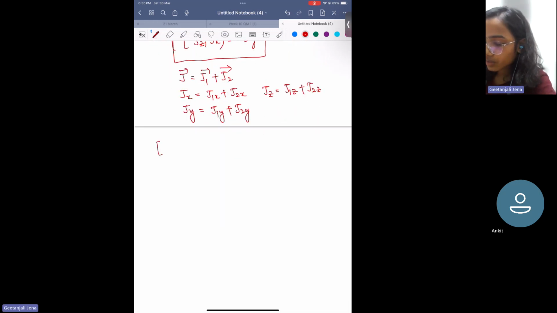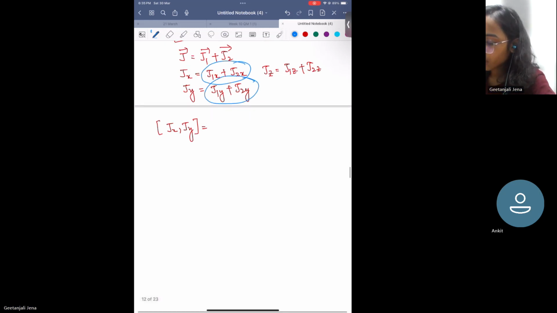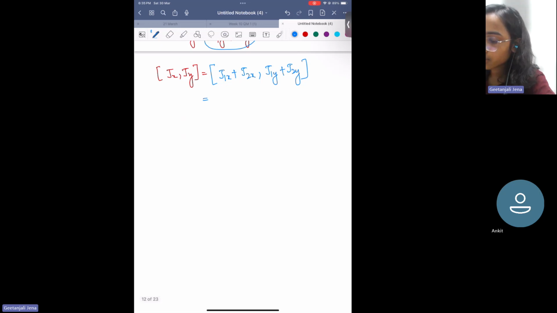Now, we want to find out what is the relation for Jx and Jy in this two particle system. So you just have to put the expression for Jx and Jy. So Jx is J1x plus J2x. This one is J1y plus J2y. So now you just have to use the properties of the commutation relation.